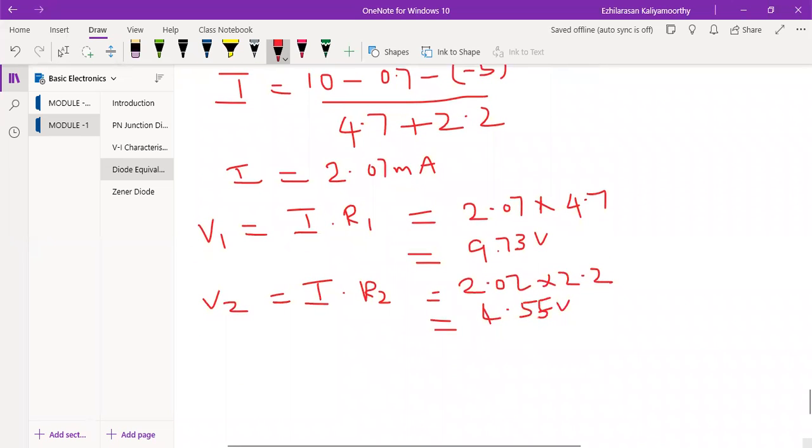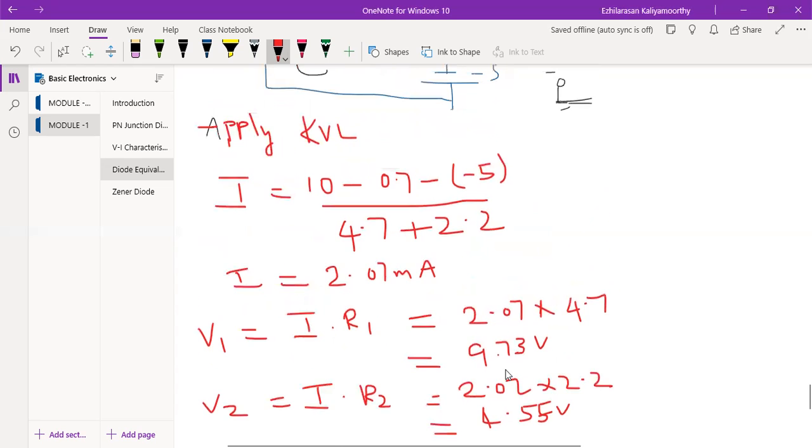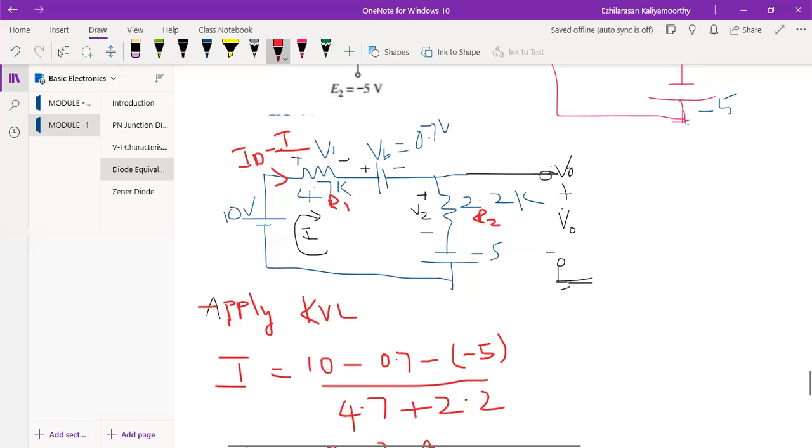What is next? We have to find out V0. So how can we find V0? Very simple here. You have to apply Kirchhoff's voltage law across the loop. Which loop? In the sense, this loop. See here, this loop now. Let me put the diagram here, only simple. I'm not considering it completely.